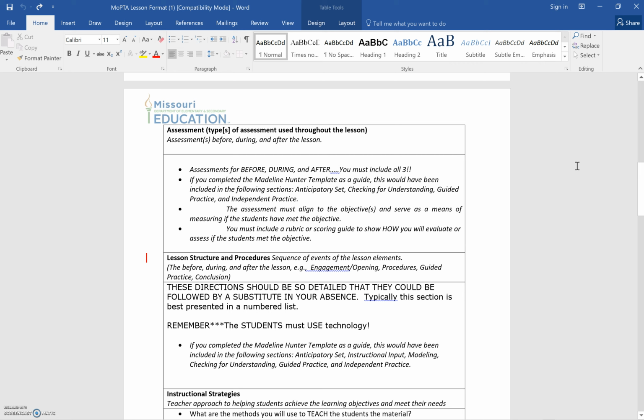For the assessment section, it might be more advantageous for you to complete the rest of the lesson plan and then come back in and put your assessments in here. But basically, you need at least 3 assessments. What are you going to do before the lesson, during the lesson, and after the lesson to assess the students' knowledge at all of those times? If you're following the Madeline Hunter format, this is where you're going to put in your anticipatory set, your checking for understanding, guided practice, and independent practice. You're going to see those kinds of tips throughout this template where I'm telling you how it relates to the Madeline Hunter. But make sure that you have all 3 of those in the assessment section.